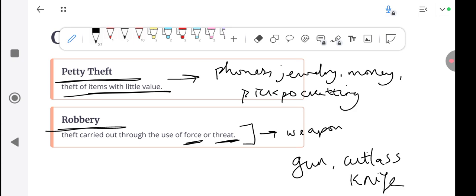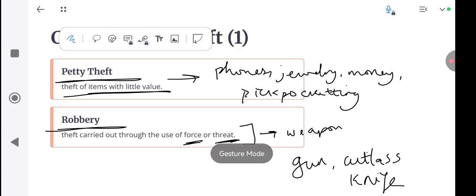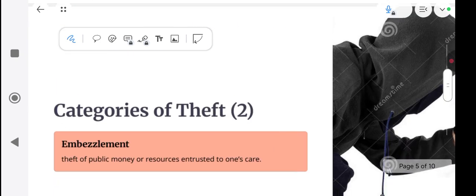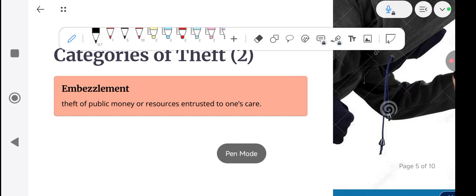Robbery is the use of force or threat to steal things, to take things that do not belong to you from another person. So another, I talked about this last time.